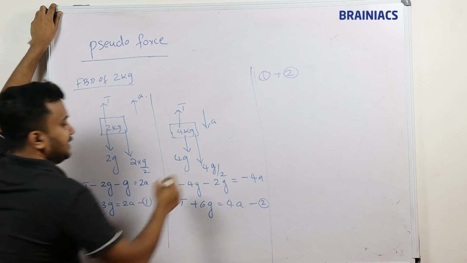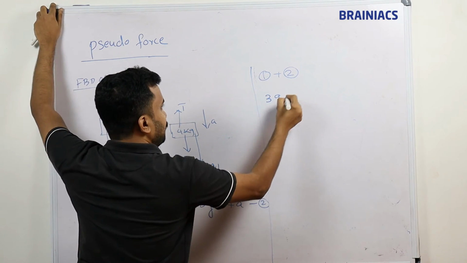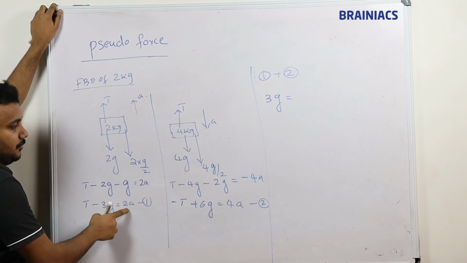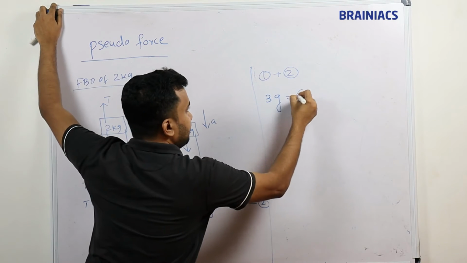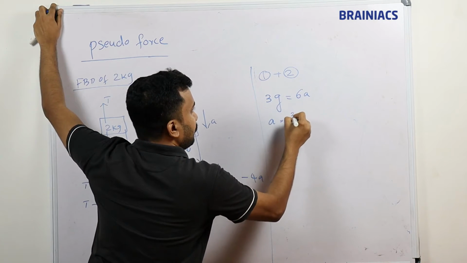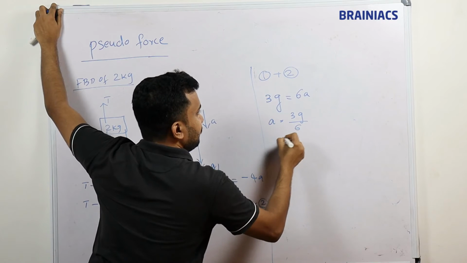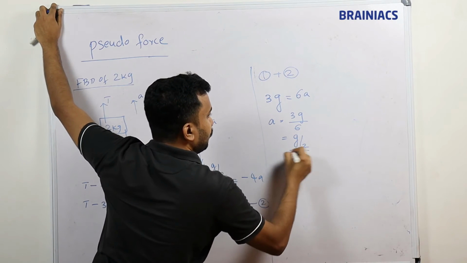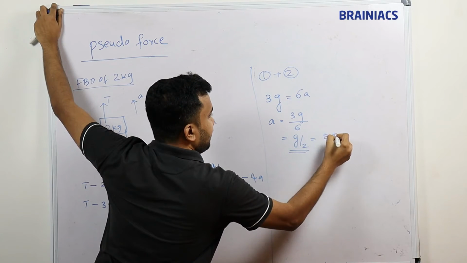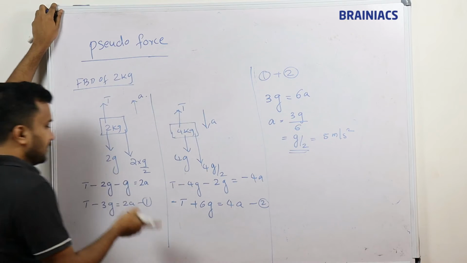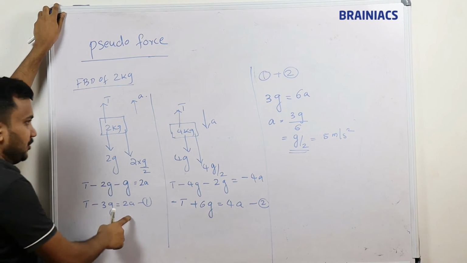Minus 3g plus 6g, what will come? 3g is equal to... on the right hand side, what will come? 2a plus 4a, which becomes 6a. So a will be equal to 3g by 6, which is equal to g by 2. I can say this is 5 meter per second square. So the acceleration value I got, I can substitute here.